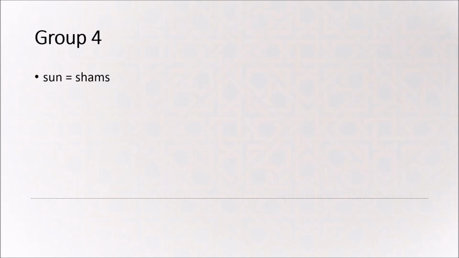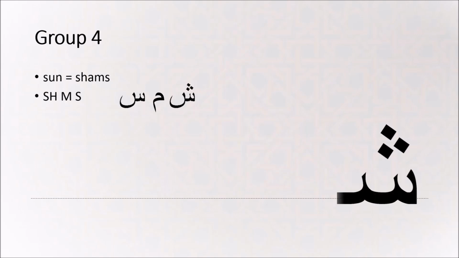Sun, Shams. To write this word, we also need 3 letters. Sheen, Mim, and Sin. Let's have a look. We start with Sheen in the initial form, we write the teeth but lose the part under the line, and we add a helping line to the left. Don't forget the 3 dots on top.